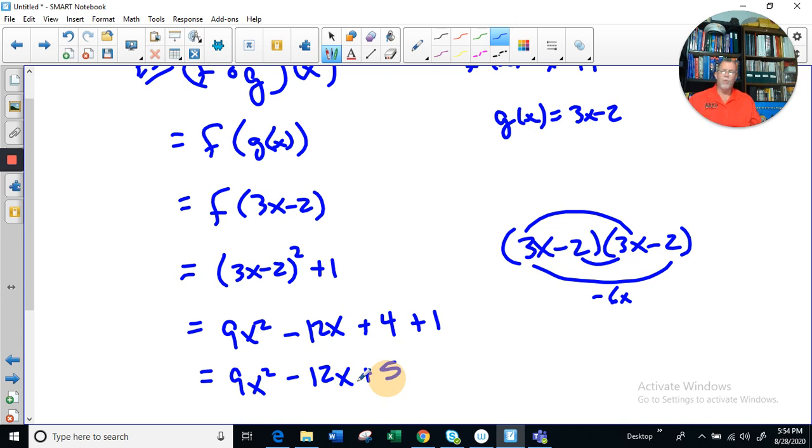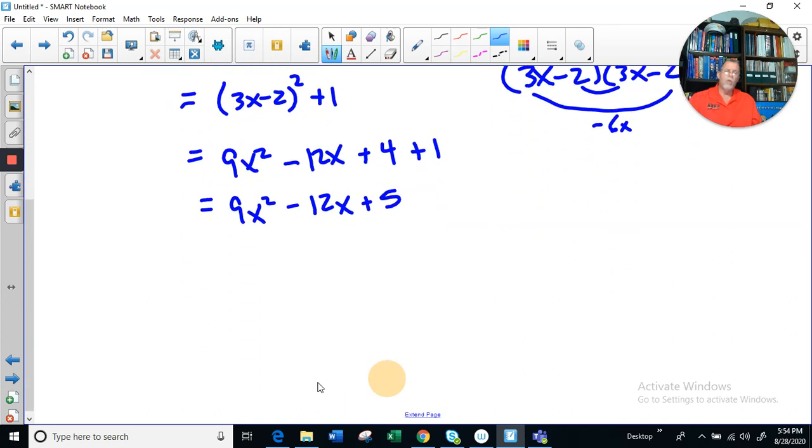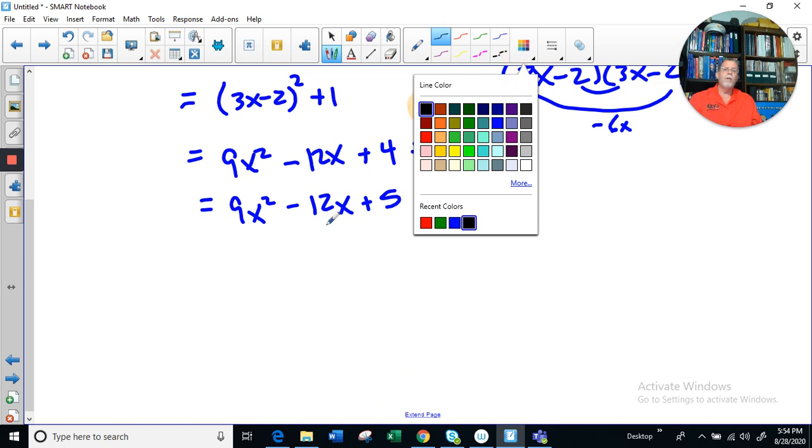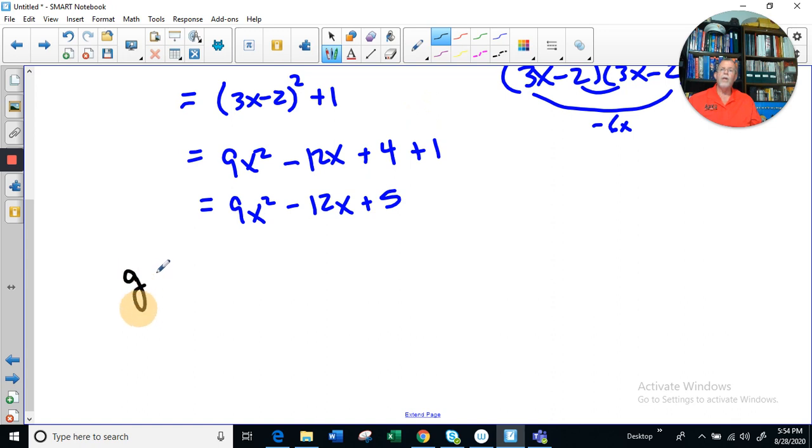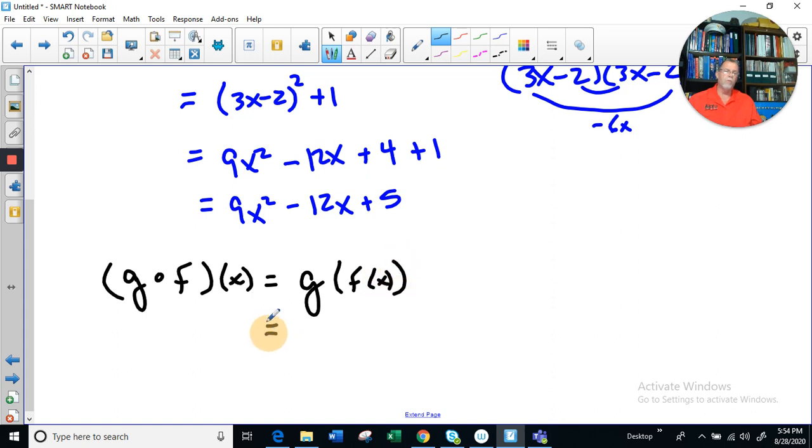Now, just to demonstrate, let's go ahead and do g of f of x. Remember I mentioned that these aren't always the same. Well, let's see how it works here. If we do instead g of f of x, let's see how this looks. All right, so now we're doing g of f of x. Again, be able to read this notation. And our f of x was x squared plus 1. So I'm doing g of x squared plus 1.